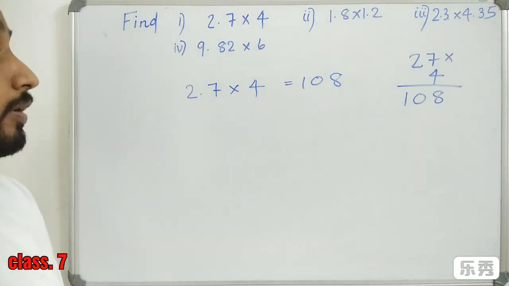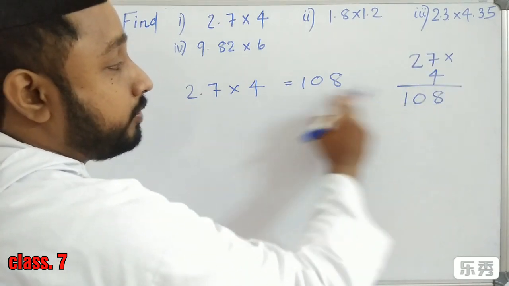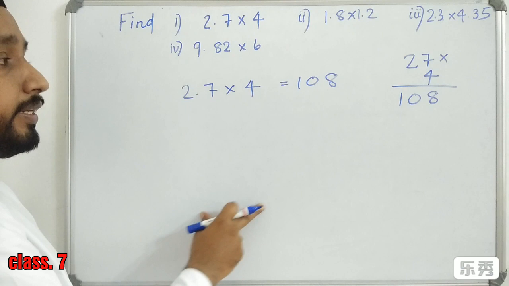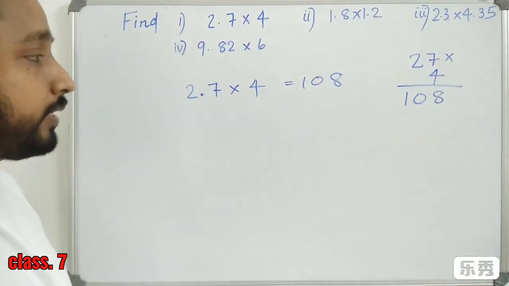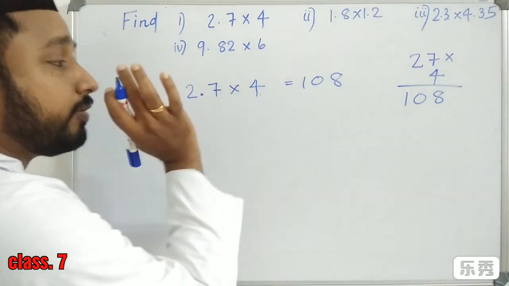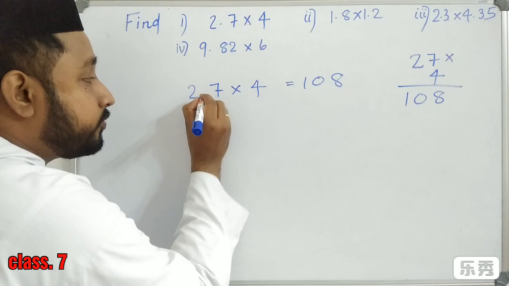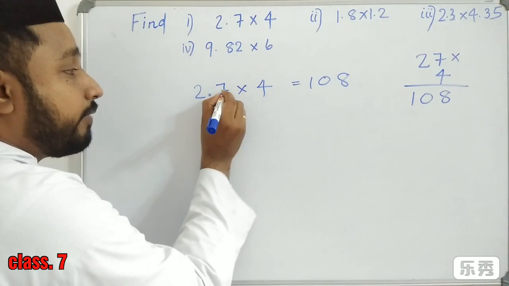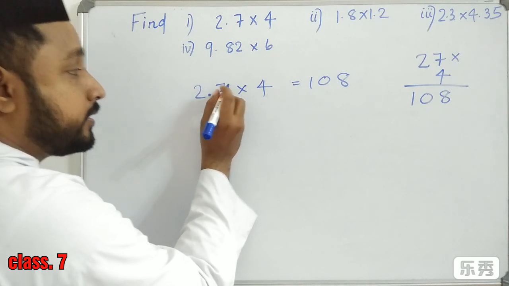27.4, 2.7 into 4, which is equal to... we write 27 into 4, that is we got 108. Look here: 2.7 and 4. 4 has no decimal point. So in 2.7, after the decimal point, 1 digit is there.